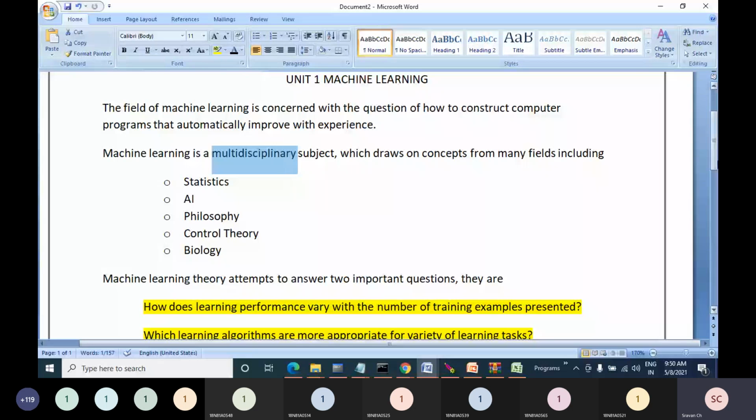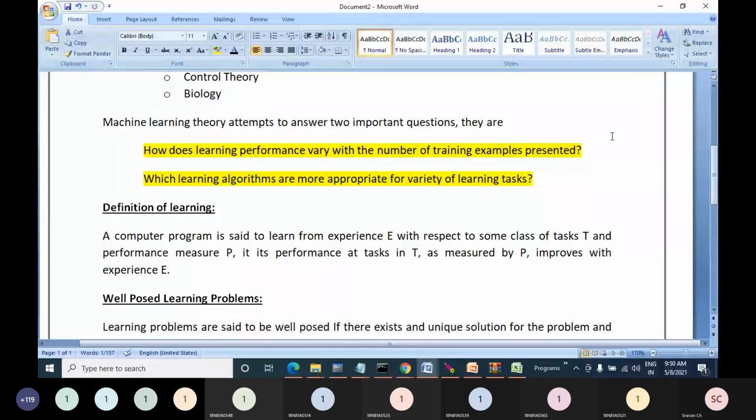Machine learning theory attempts to answer two important questions. If someone asks why machine learning, these are the questions. First, how does learning performance vary with the number of training examples presented? Second, which learning algorithms are more appropriate for a variety of learning tasks?